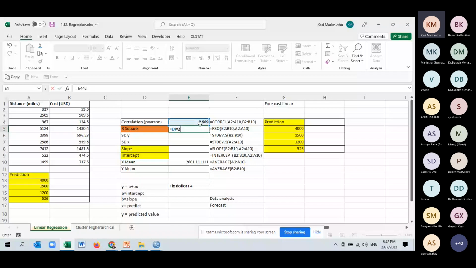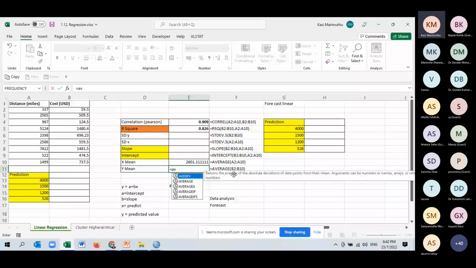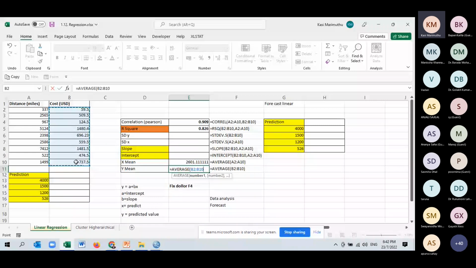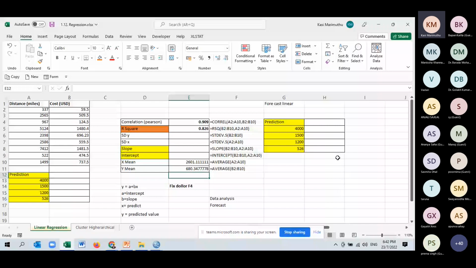So you also can calculate the mean of Y, the mean of the dependent variable, equal to AVERAGE. When you type equal to AVERAGE, double click, select this, and then enter. So we have calculated the mean, we have calculated the correlation, we calculated the R square.